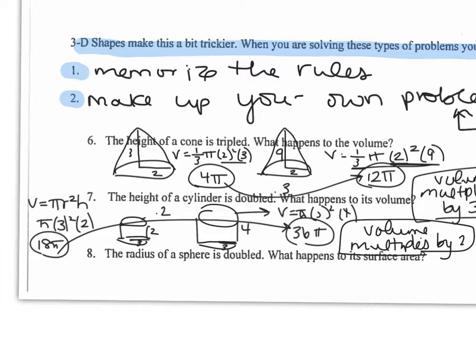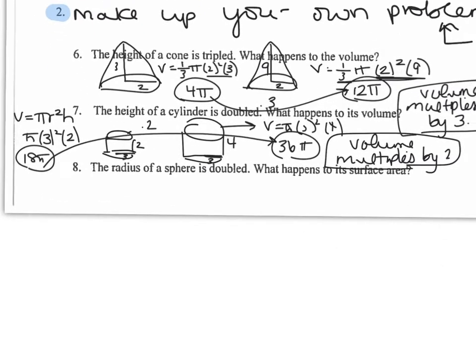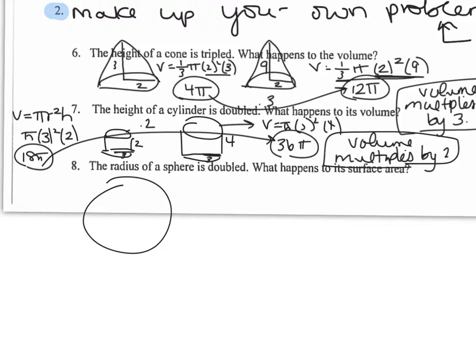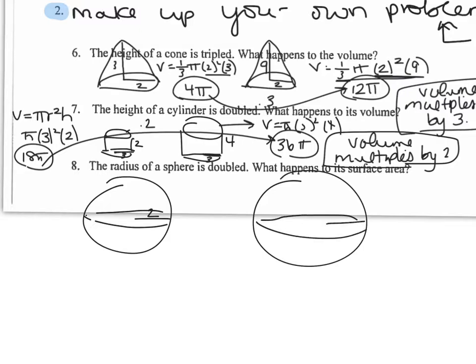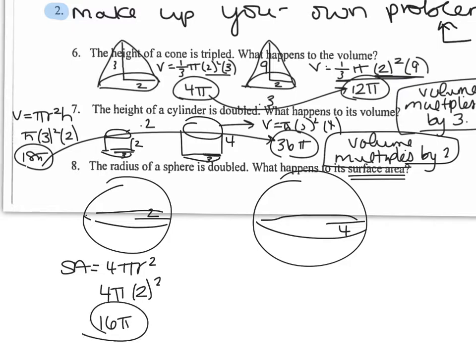And if I do the last one, it says the radius of a sphere is doubled. So here's a sphere. The radius, let's start with 2. It gets doubled. So the radius gets doubled to 4. What happens to its surface area? So surface area is 4 pi r squared. 4 pi, radius is 2 squared. 2 squared is 4. 4 times 4 is 16 pi. That's surface area over here. Surface area on the bigger one, 4 pi, my radius is 4 squared. 4 squared is 16. 16 times 4 is 64 pi.